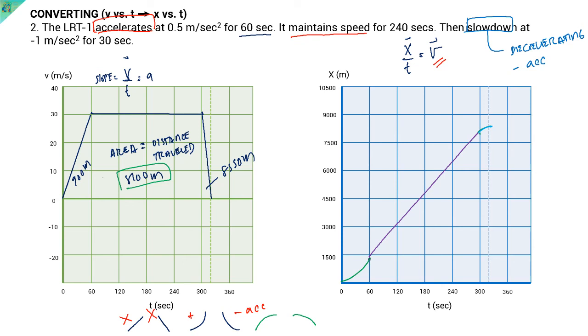Again, the slope of a position time graph is the velocity.